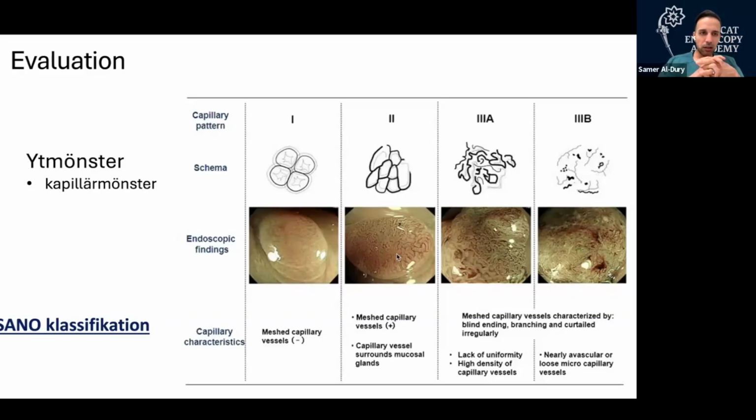I think this is a really good framework for people to remember: you have the surface and you have the vessel pattern. So you're looking at the surface. What does it look like? Is it regular, irregular? And you look at the vessels also. Are they regular or irregular? Can you follow them? Can you not?